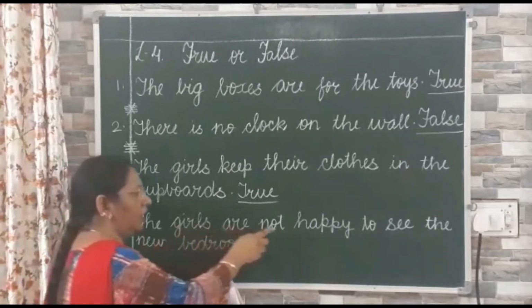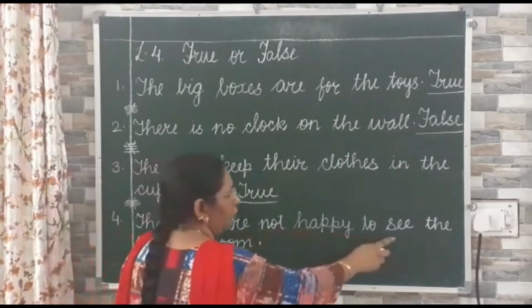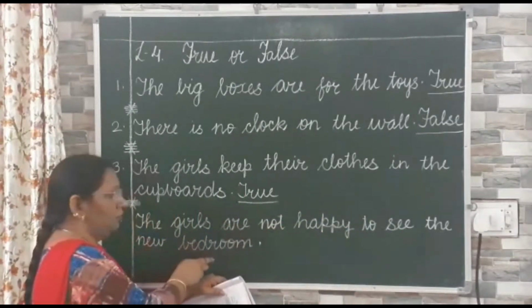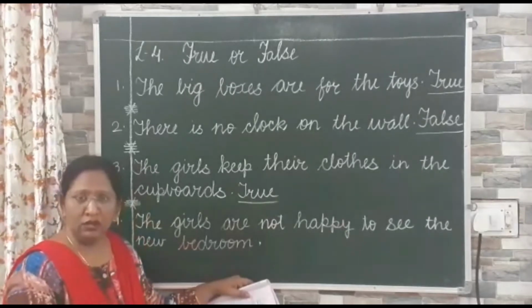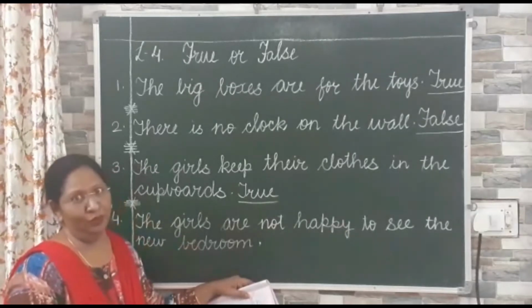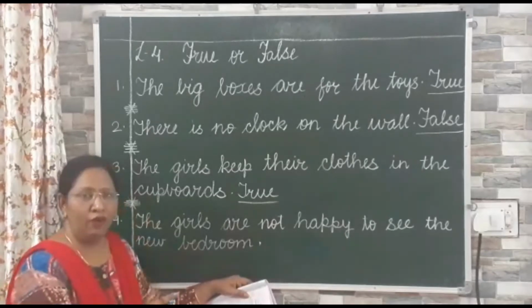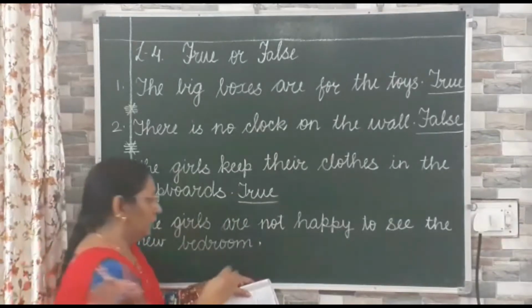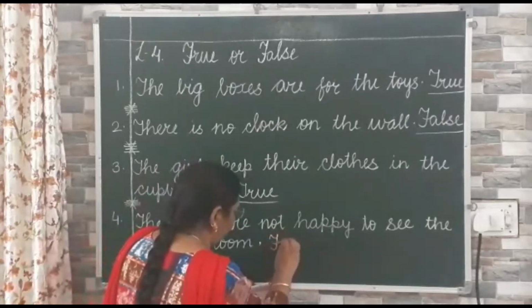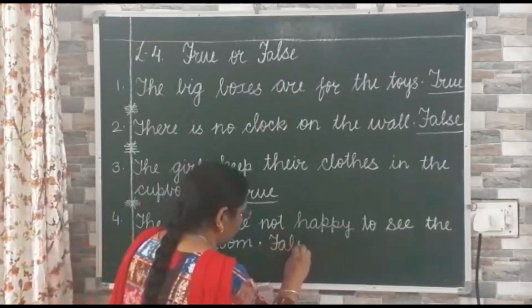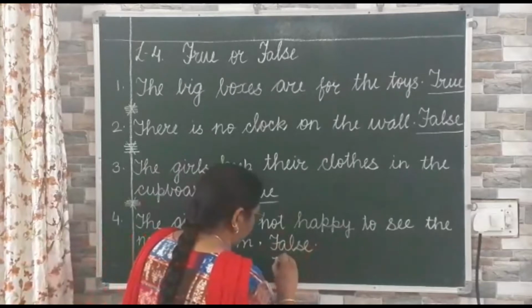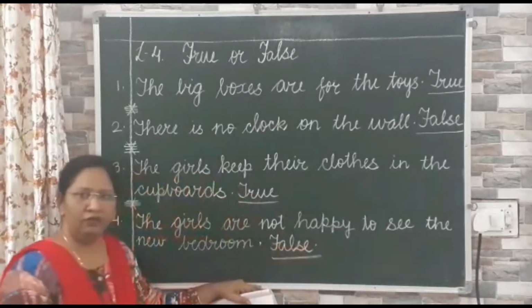The girls are not happy to see the new bedroom. Is it true? They are not happy. No, they are very happy. So the statement is false. It is wrong. Write down FALSE, false, and underline the word on the red line.